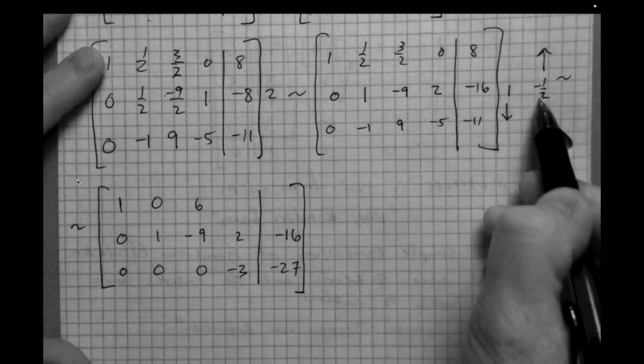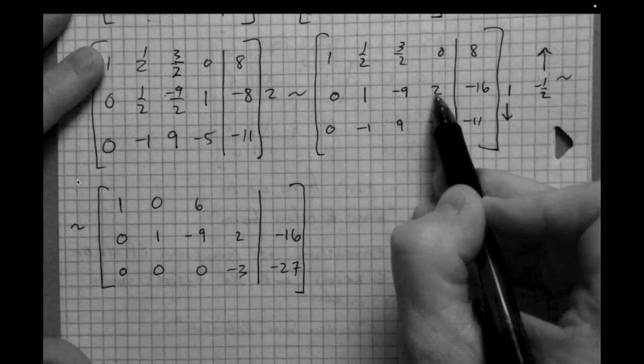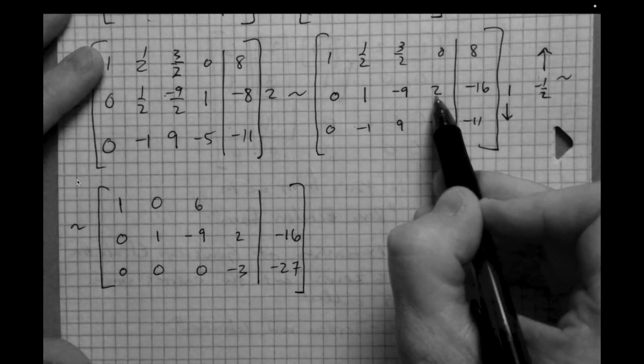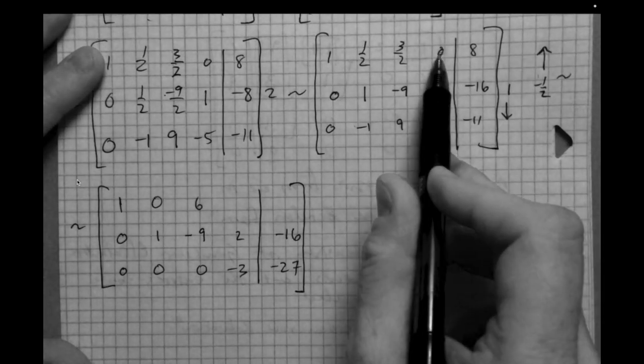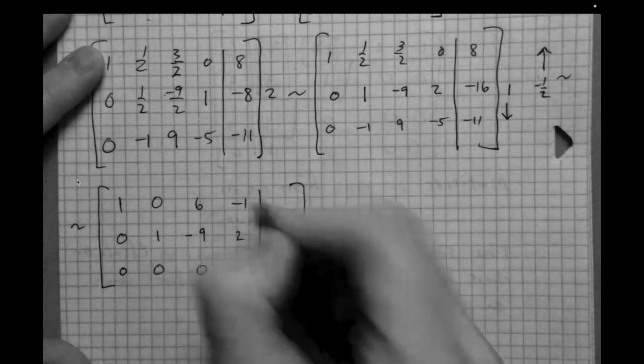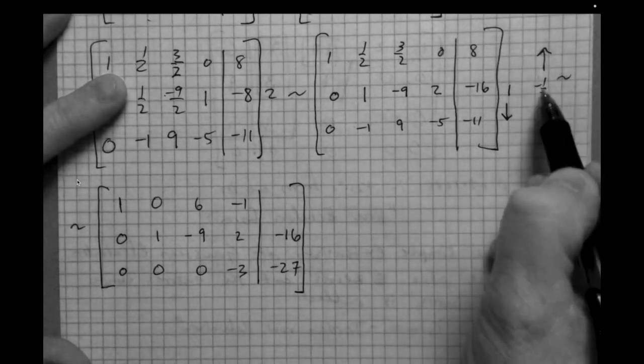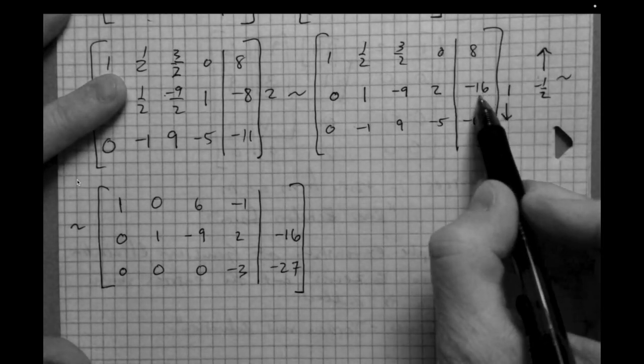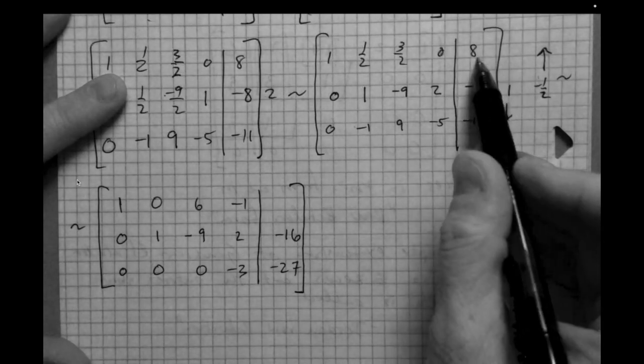Negative 1/2 times 2 is negative 1, and then negative 1 plus 0 is negative 1. Okay, and then negative 1/2 times negative 16 is 8. 8 plus 8 is 16. Okay, so I get to this.